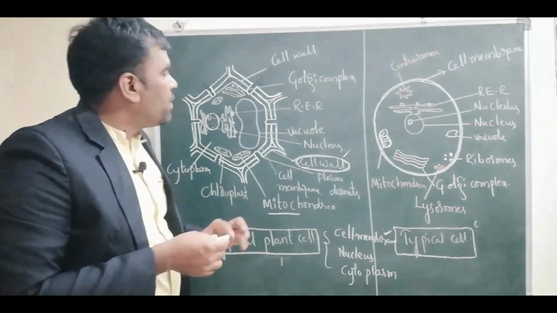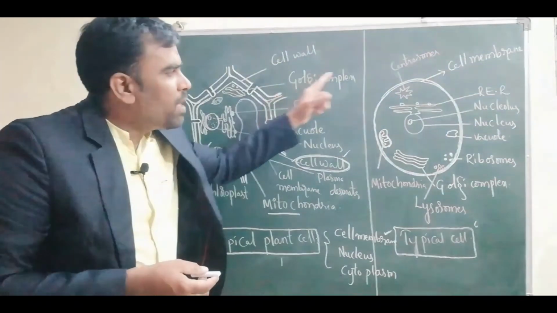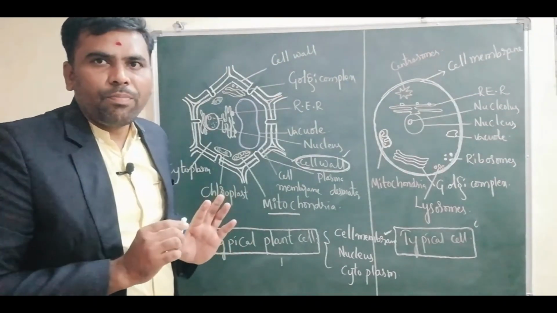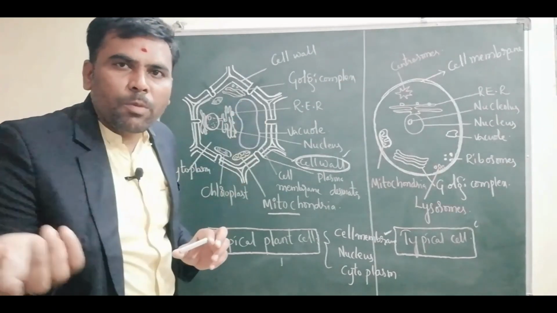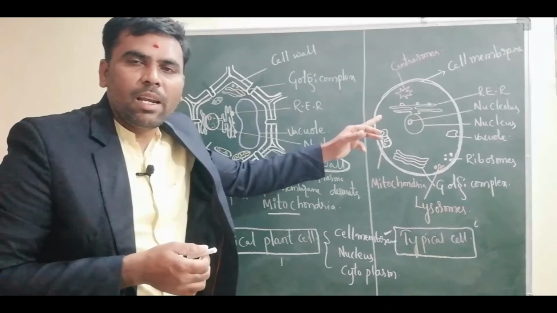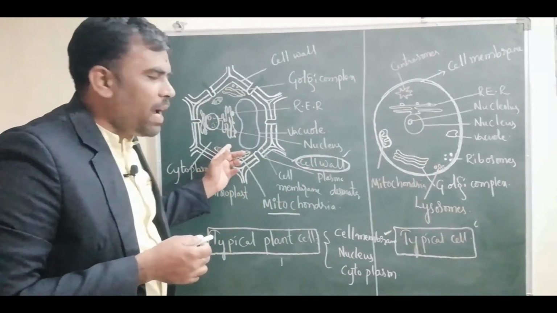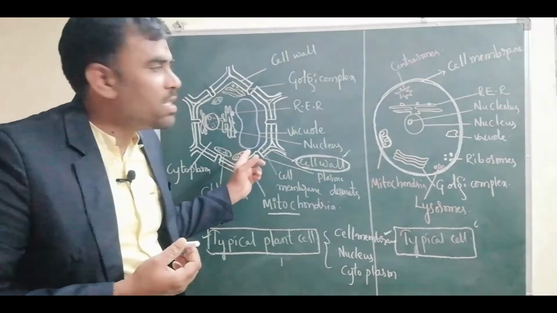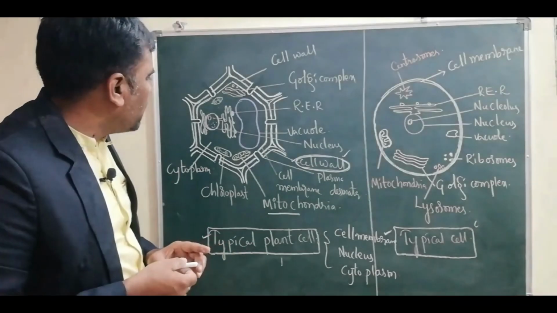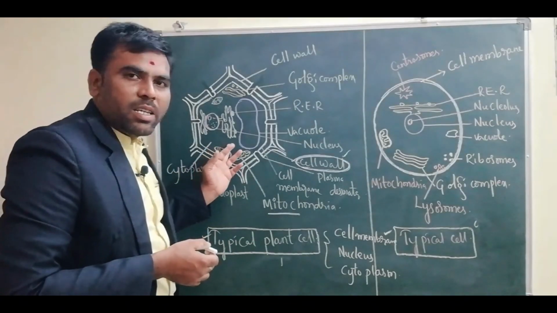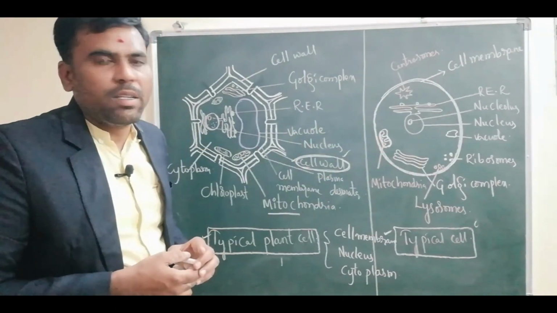But the major differences between the plant cell and the animal cell: in the plant cell there is a cell wall, but there is no cell wall in the animal cell. That is the first difference. In the plant cell, the cell wall is the outermost membrane, but in the animal cell, the cell membrane is the outermost membrane. Then next, plastids are present in the plant cell, but in the animal cell plastids are absent. Then centrioles are absent in the plant cell, and centrioles are present in the animal cell, isn't it?